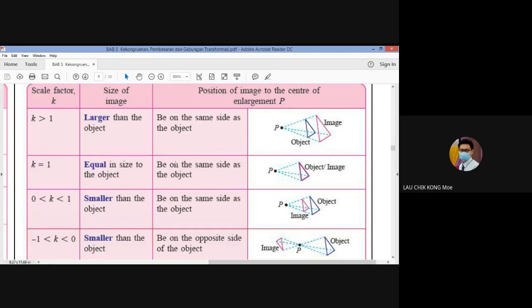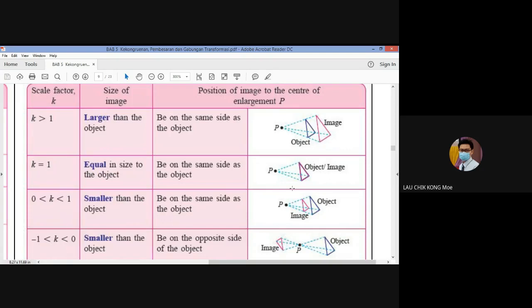Always. And then if K is between 0 and 1, means just now I said that is a fraction, 1 over 2, 1 over 3, 1 over 4. Means that the size of image is smaller than the object. Sekarang image lebih kecil daripada objek. Besar jadi kecil. So dia punya faktor skala menjadi pecahan. Tapi positif pecahan. And then both the object and image are on the same side. Masih pada sisi yang sama. Sisi yang sama. Okay, so this is a scale factor positive.